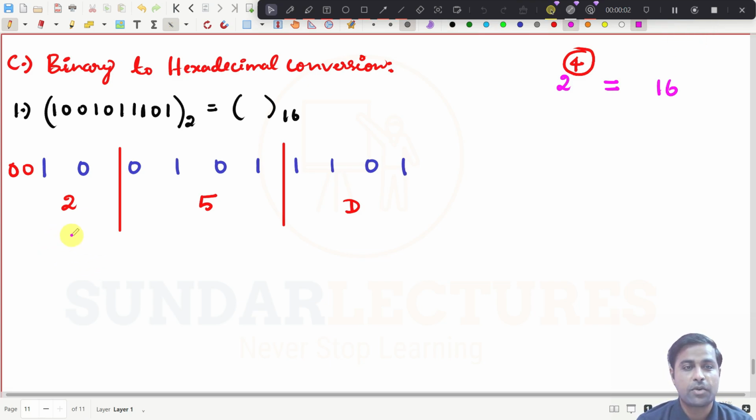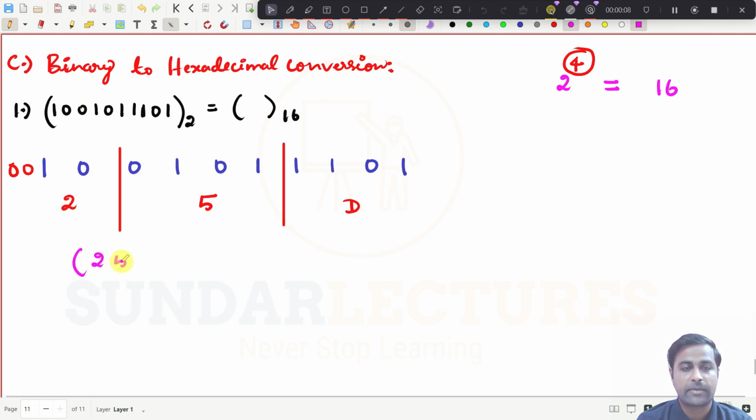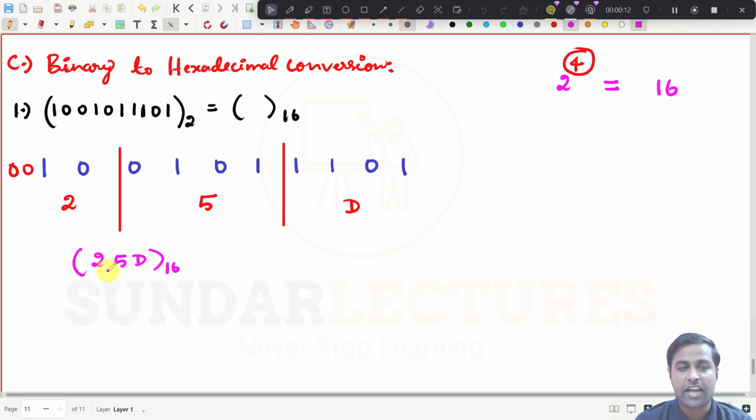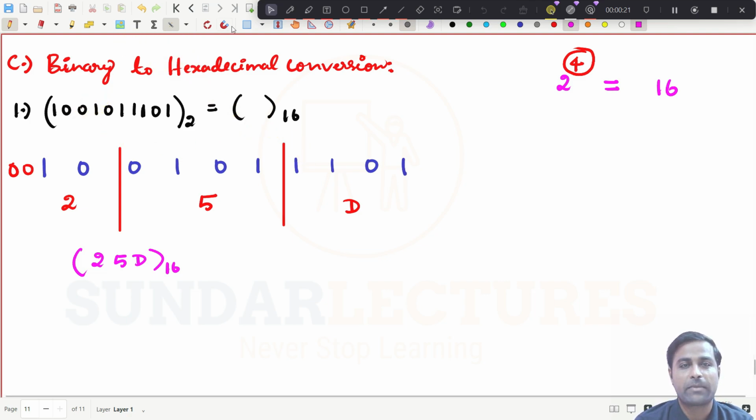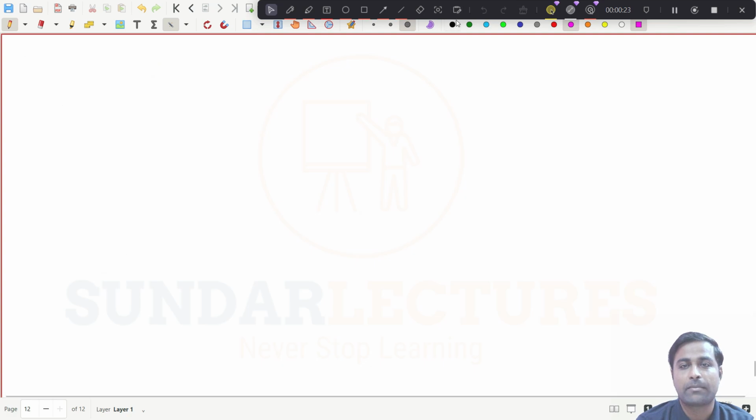Right. Now this is the equivalent hexadecimal value. For this value, the equivalent hexadecimal is 25D at the base of 16. And actually, this 25D is equivalent to the binary value. Try to understand, right?